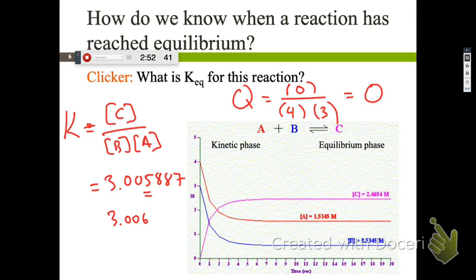Is it because if the numerator increases, then the Q would increase? Can you say that again one more time? So if the numerator increases, the Q would increase. So in order to get this number closer to our equilibrium constant, the top has to get bigger. What is the top in this case, a reactant or product?